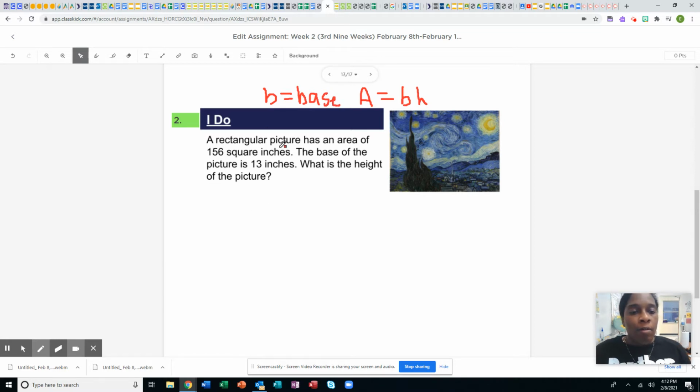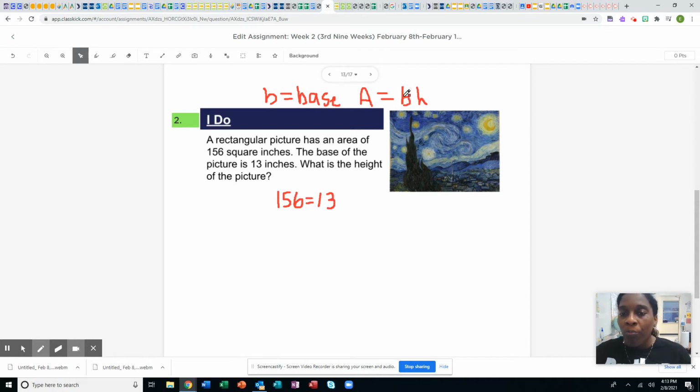Okay. Now, on here, it says a rectangular picture has an area of 156 square inches. So the total of this is 156 inches. It gives us our A. So 156 is the A. That's our area. It gives us our total. The base of the picture is 13 inches. So we know we're going to plug these numbers right into our formula. We know what our base is.